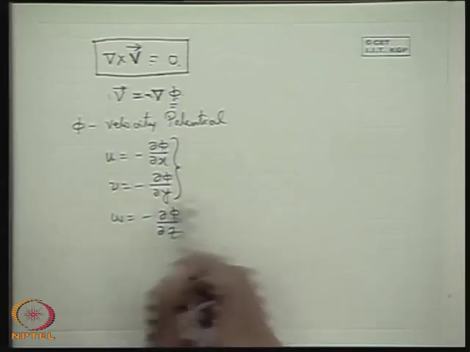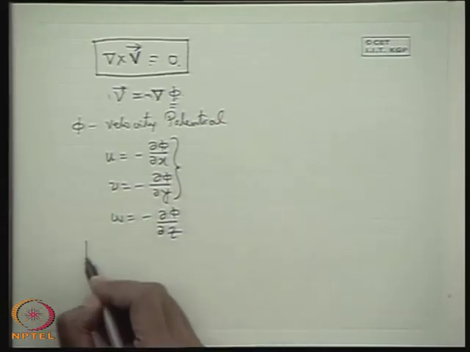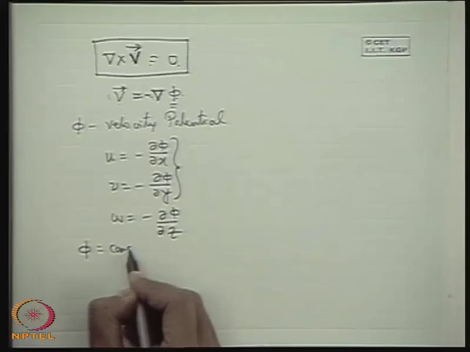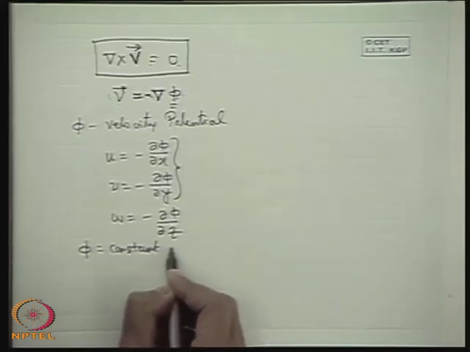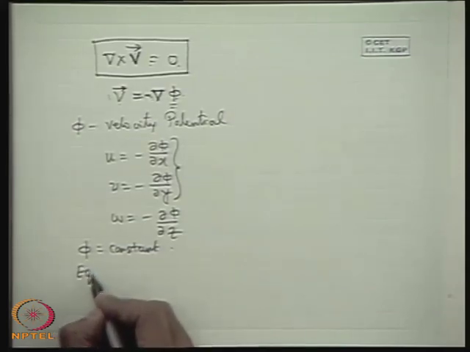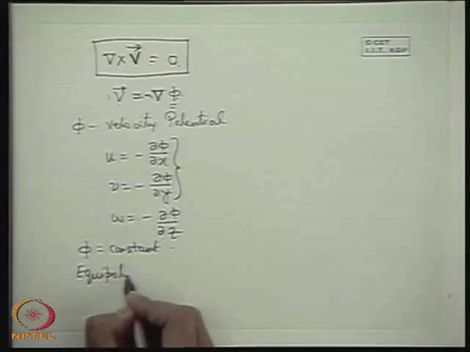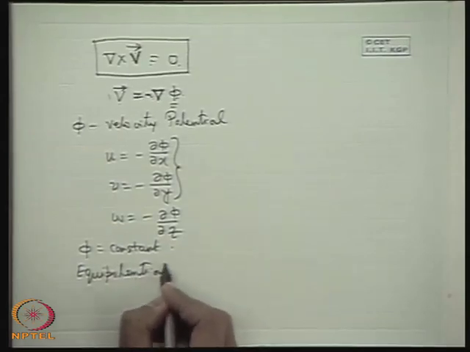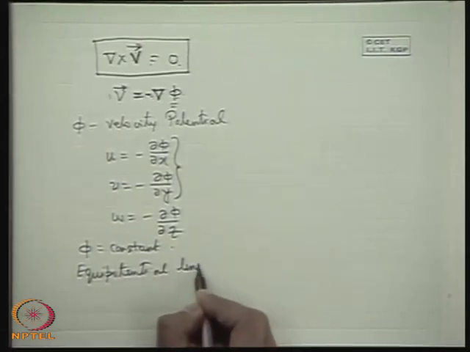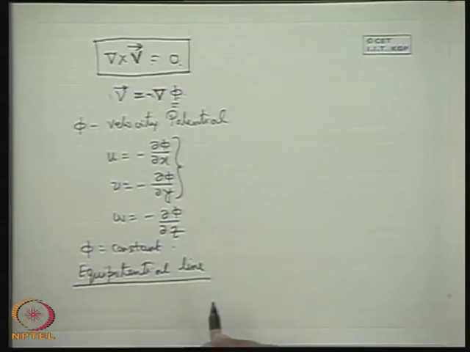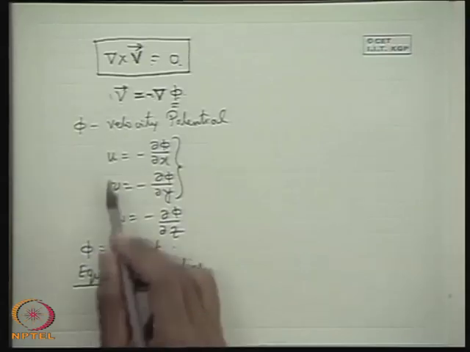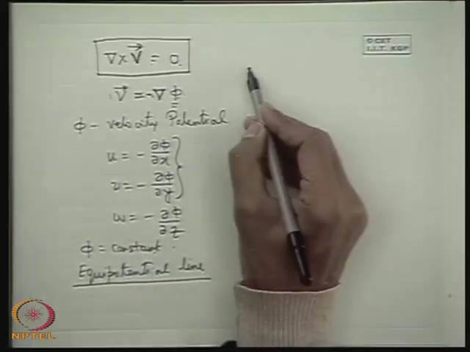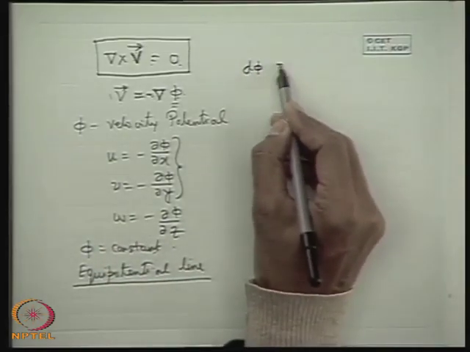The curve or the line along which phi remains constant is known as an equipotential line. Now let us find out the equation of the equipotential line. The equation of the equipotential line means phi is equal to constant. This is the equation, but we try to derive it in terms of u and v. What to do? You write it in a differential form, that d phi is 0.